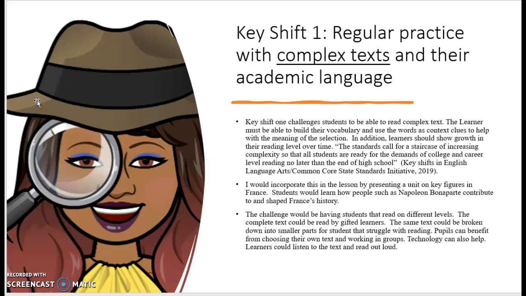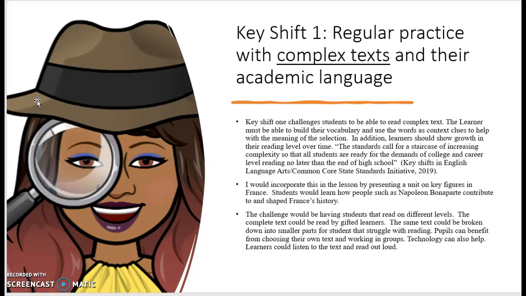The learner must be able to build their vocabulary and use words as context clues to help with the meaning of the selection. In addition, learners should show growth in their reading level over time, meaning if a student is a level 1, a student should try to get to a level 2. If a student is a level 2, a student should be progressing to a level 3. If a student is a level 3, a student should be progressing to a level 4.